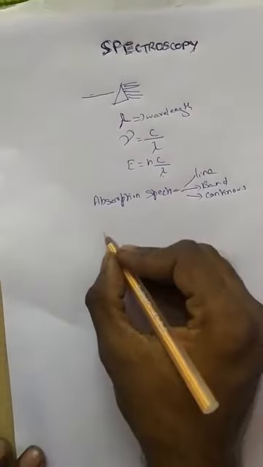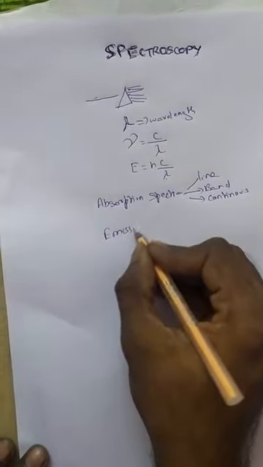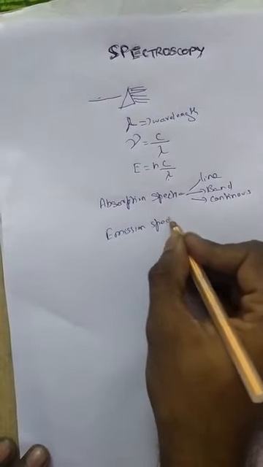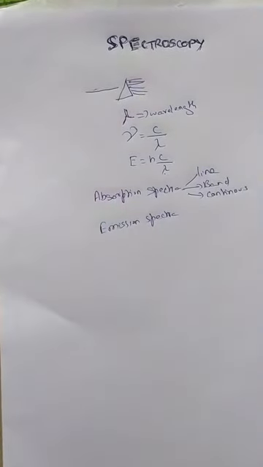And there is emission spectroscopy. Emission is when the light is emitted, for example our tube light, sodium vapor lamp or sun. They emit radiation, so these are called emission spectra. They give emission spectra, which can again be line, band, and continuous.